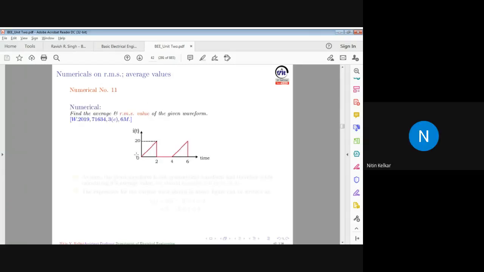Now let us try to solve this. This will let me know whether you are able to determine the equation for a line. As you can see, first of all, let me know, is it symmetrical or unsymmetrical?